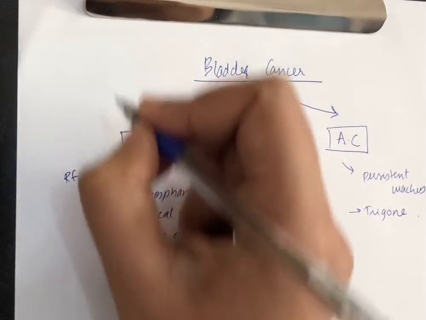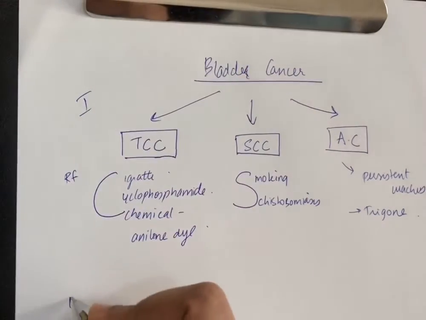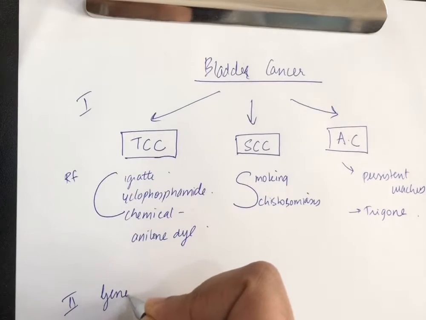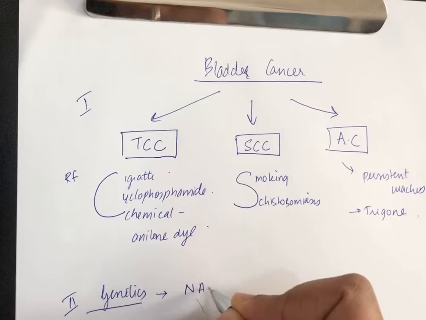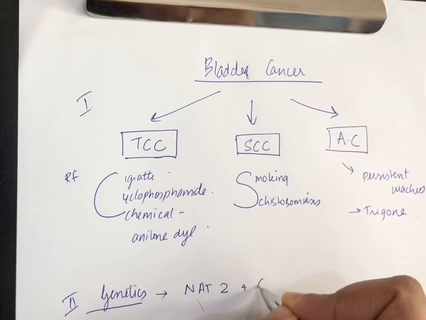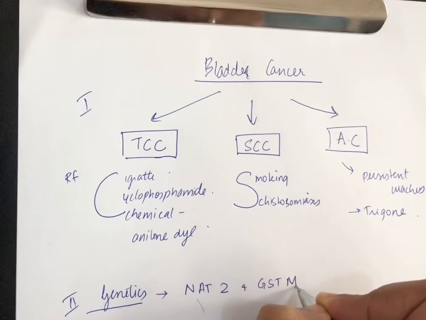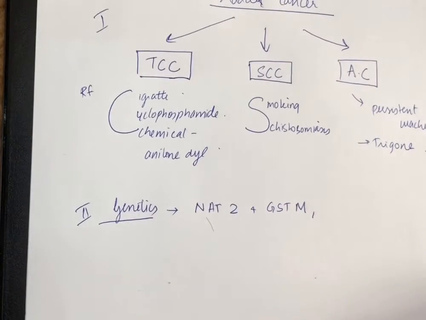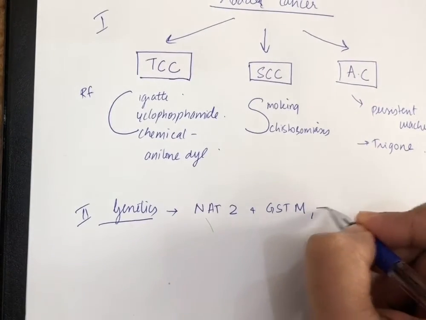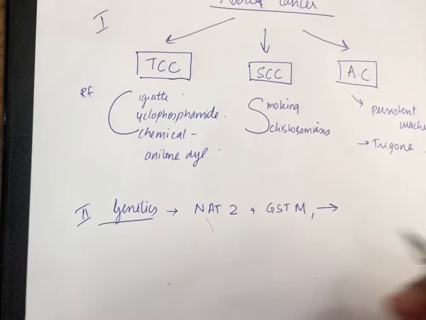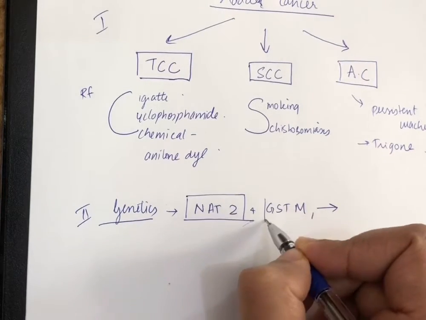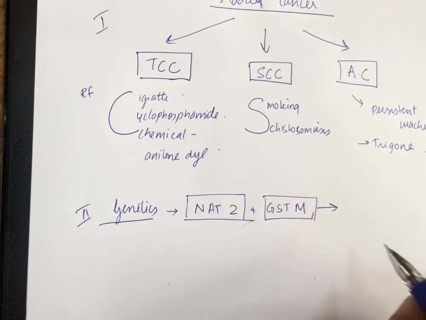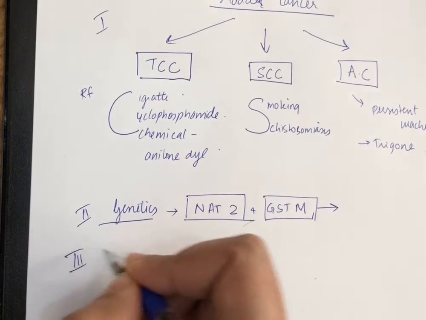Now coming to the genetics. What is the gene associated with it? It is NAT2 and GSTM1. These are germline markers for bladder cancer. NAT2 and GSTM1.